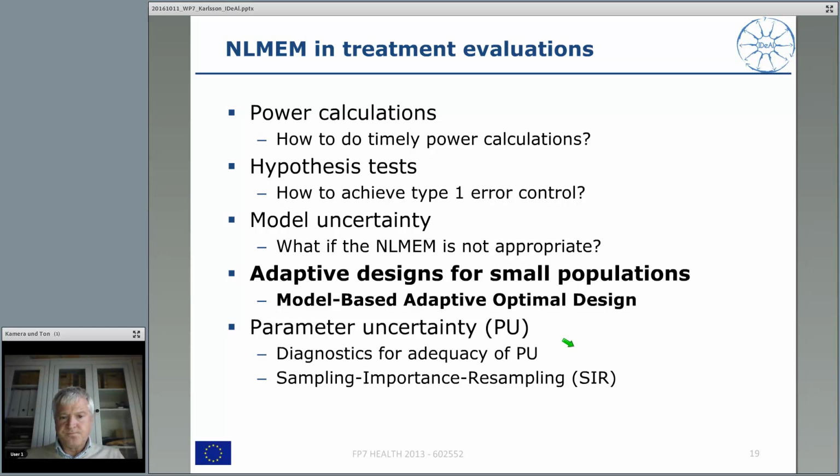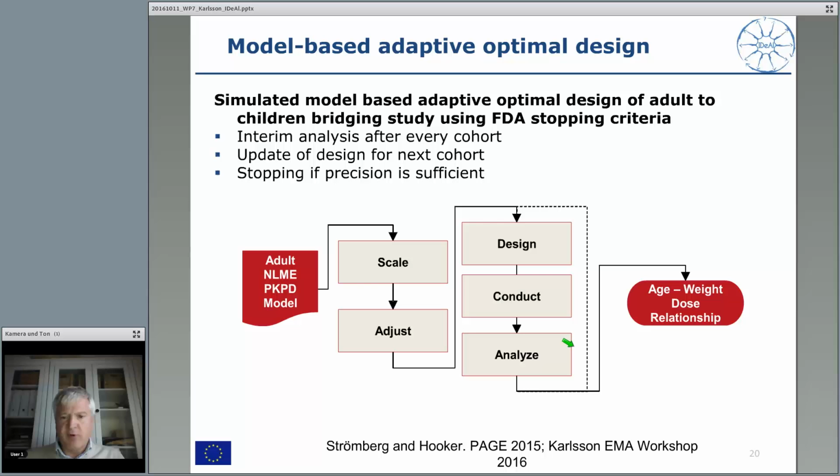So model-based adaptive optimal design is something that we have been looking at in the context of the IDEOL project. And here's one example of how it can be implemented, for example, in pediatric trials with interim analysis after each cohort, and then the update of the design if necessary, and then implementation of a stopping procedure.